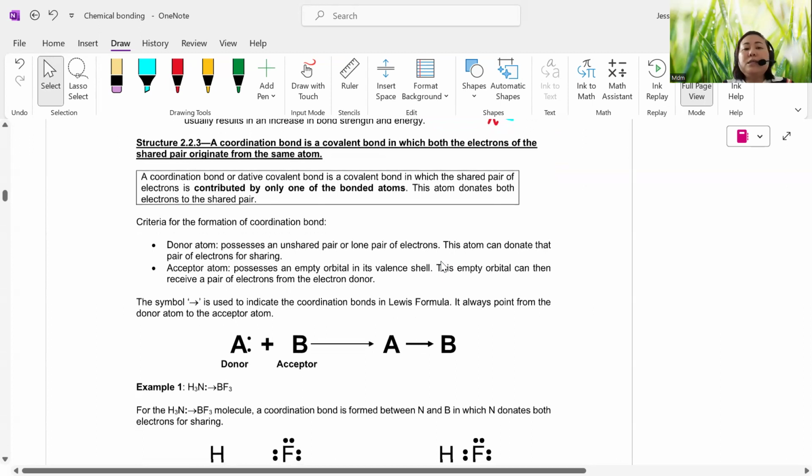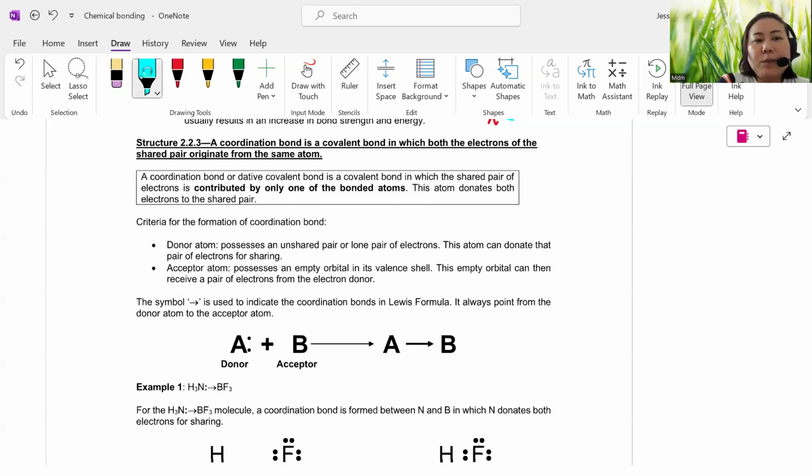Okay, next we look at this special type of covalent bond, which we call coordination bond. So a coordination bond, we have seen it before when we were drawing the Lewis structure. In a coordination bond, which is like a normal covalent bond, but a little bit different is that both the electrons of the shared pair actually come from the same atom. So we have one atom donating a shared pair of electrons, while the other atom is not donating any electron. Okay, so both the shared electrons are contributed by one atom only.